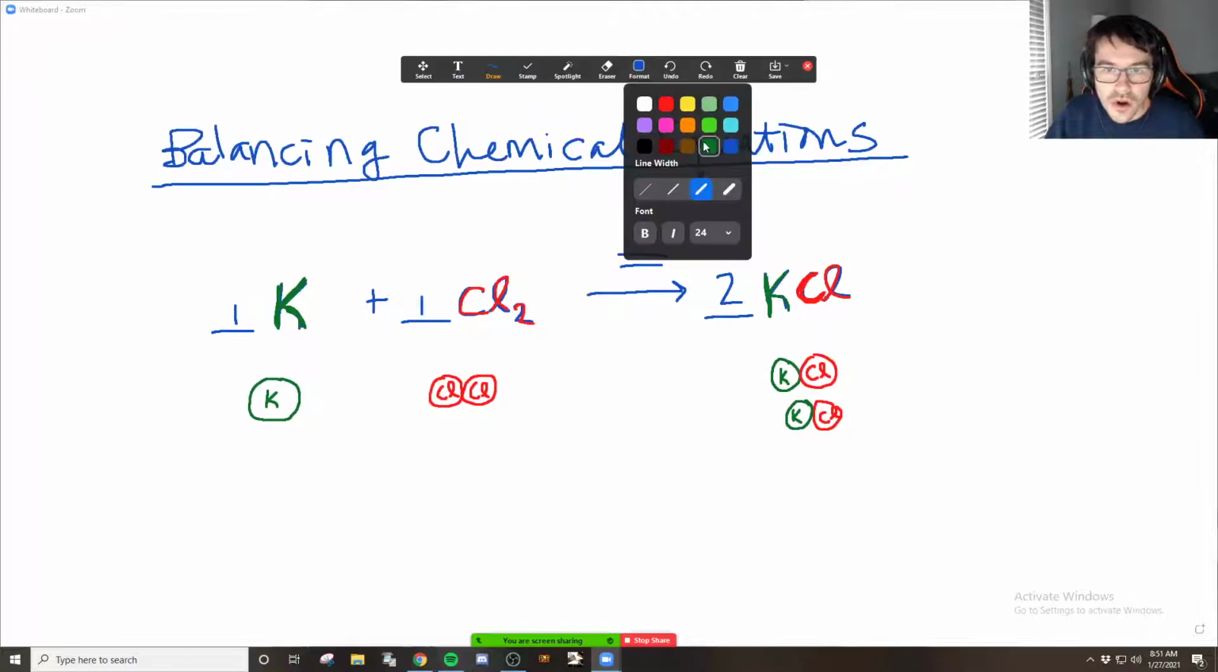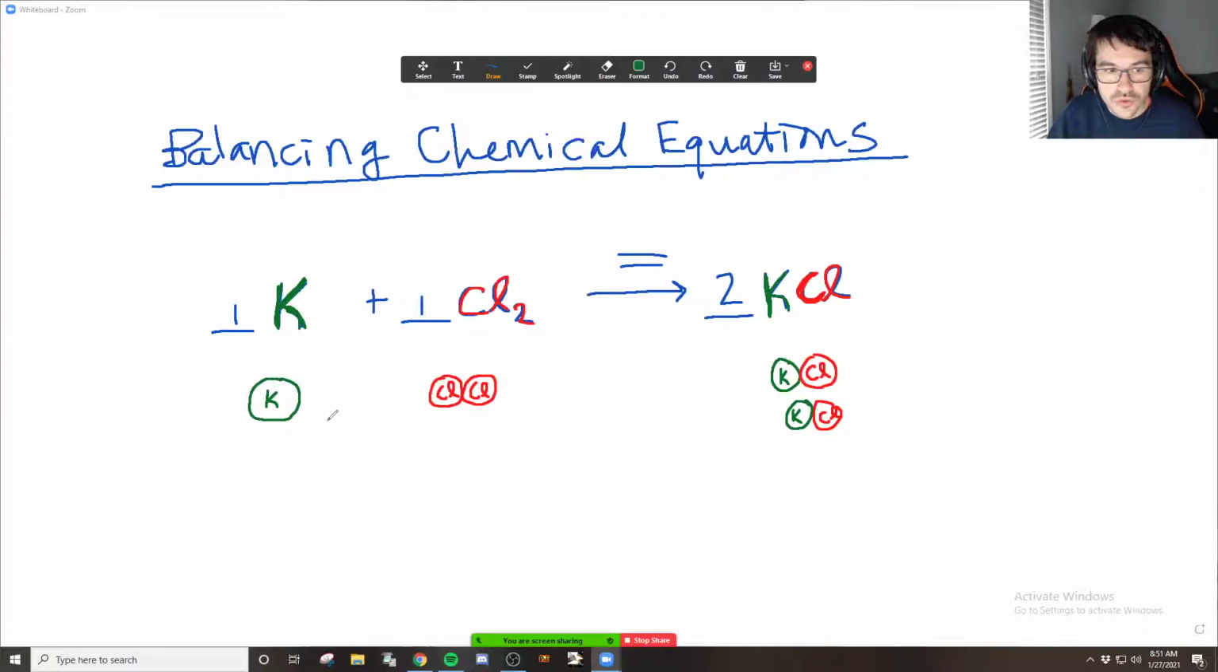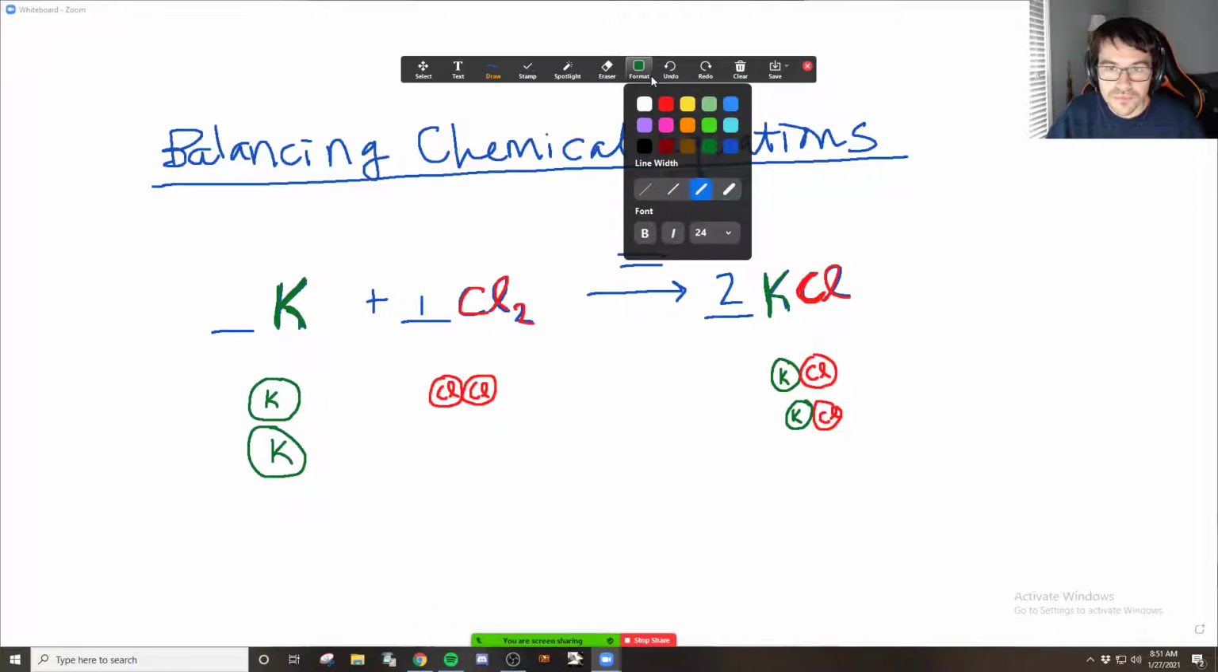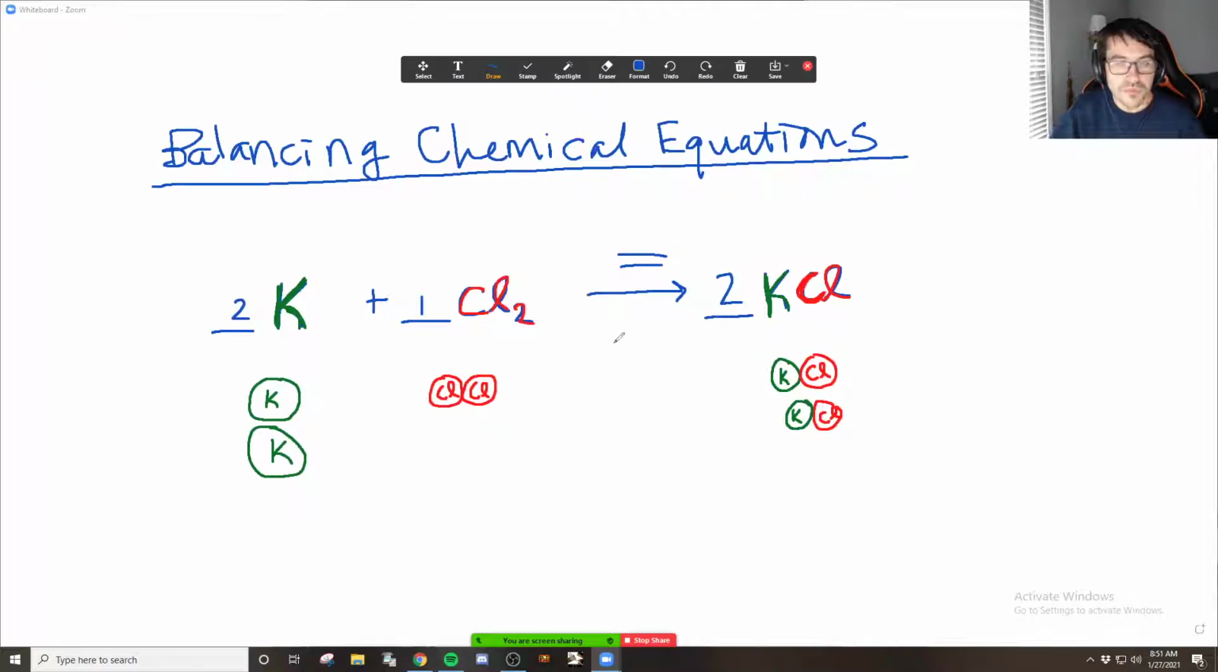Now, what that also means is that in order for this reaction to be balanced, in order to discover what is really going on in real life, if I have 2 potassium chlorides on the right side, I must have started with 2 potassium atoms as well, which means that this coefficient must also be a 2. This is the balanced equation. 2 potassium atoms plus 1 diatomic chlorine molecule will make 2 potassium chlorides. This is the balanced equation.